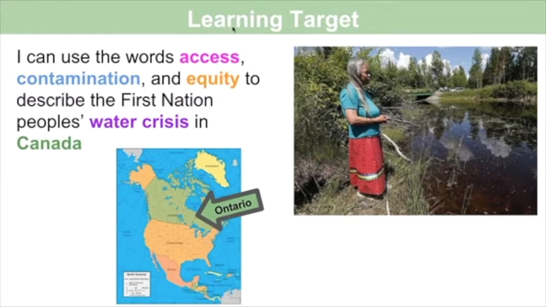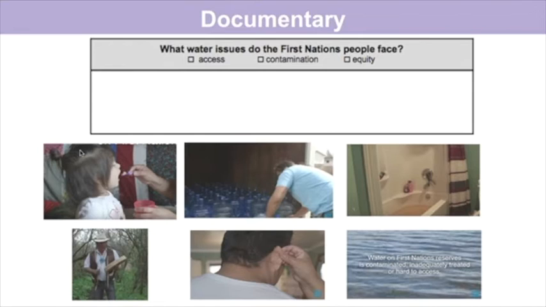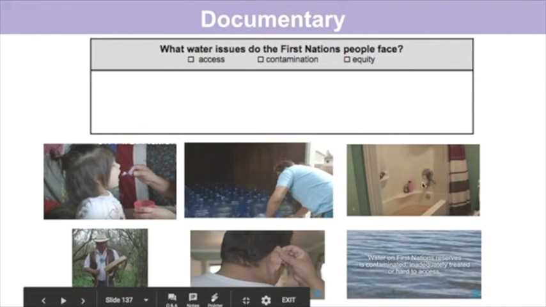Our learning target for today was I can use the words access, contamination, and equity to describe the First Nations people's water crisis in Canada. Right now, on the back of your sheet, you need to describe their water crisis using the words access, contamination, and equity. All of these images are here on the bottom to help you.